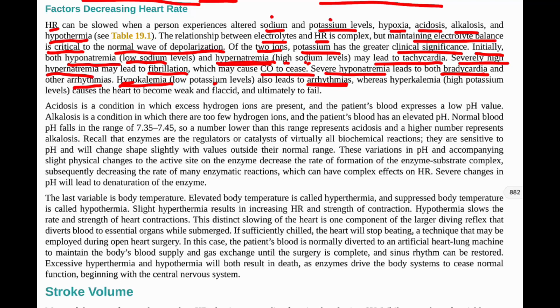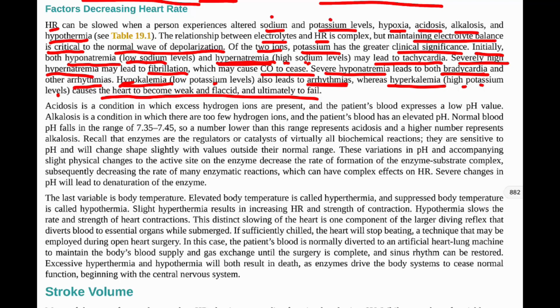Whereas hyperkalemia, which is high potassium levels, causes the heart to become weak and flaccid and ultimately to fail. So if you have an extreme amount of potassium in your bloodstream, then we're not going to see the flow of potassium from the cell leaving to go through repolarization. And so then what we see is this potassium is not going to be moving back and forth to have us go through depolarization and then repolarization. And so then the heart basically just becomes weak and ultimately doesn't pump anymore.